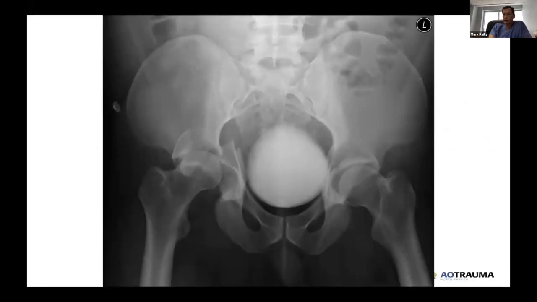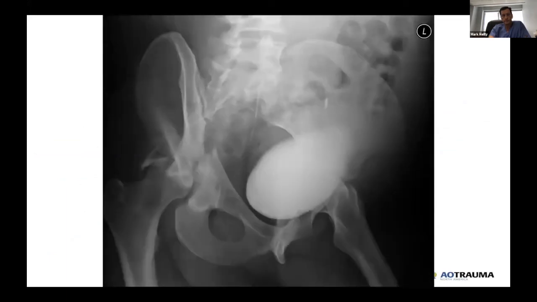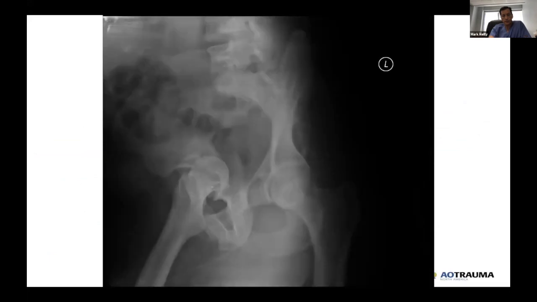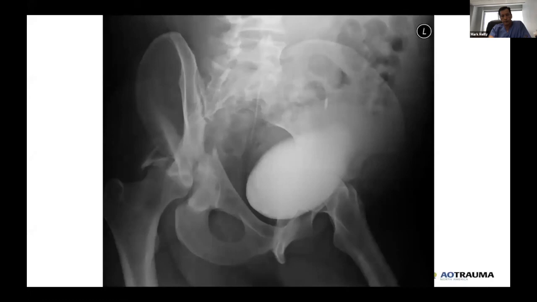What I wanted to do now is just take a minute or 2 to have you take a look at this X-ray. Here's the AP pelvis X-ray. Here's the obturator oblique view. And here's the iliac oblique view. And I'm going to go back to the AP pelvis.